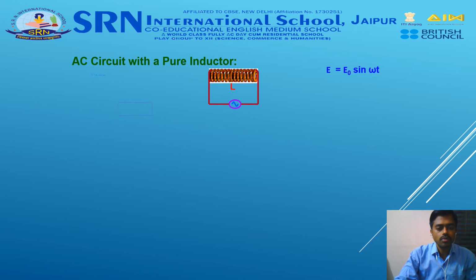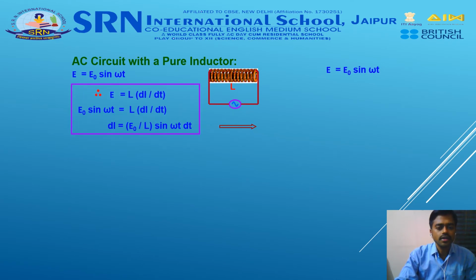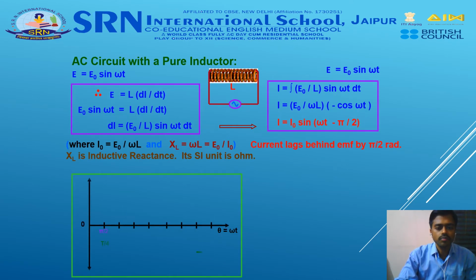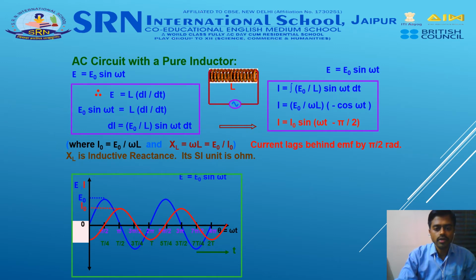Let's talk about the second type of AC circuit, that is AC circuit with a pure inductor. Now as we know the role of inductor in the circuit, we can check it from the diagram that an inductor is like a number of coils in a circuit having an AC power source in it. L is the representation of inductor. Now we know the value of EMF, that is E naught sin omega t.